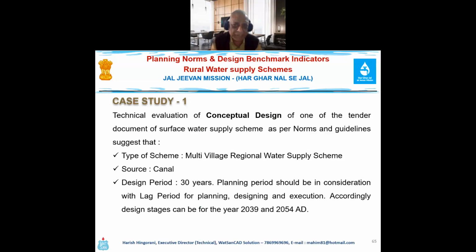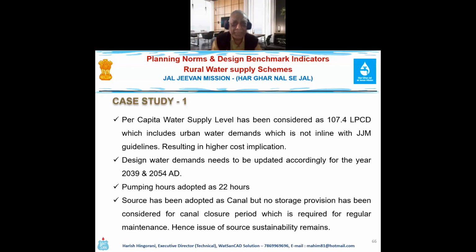The type of scheme is a multi-village regional water supply scheme. Source is canal, no problem. Design period has been adopted at 30 years. Planning period should take into consideration the lag period, 2039-54, but this has not been done under the proposed project. Per capita water supply has been considered 107.4 LPCD, which includes the urban water demands, which is not in line with JJM guidelines, resulting in higher cost of the project. The design water demand needs to be updated because they are at the technical stage.